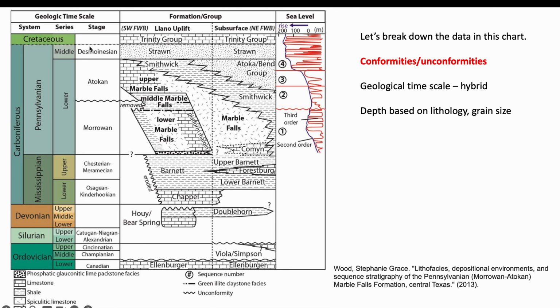Yeah, so we've got time here, both local relative time. So if we're in the Morrowan, we know we're above the Mississippian, like the Chester series down here. And we know we're below the Atoka series, which is also part of the Pennsylvanian. So we know roughly when we are. And there's also a correlation to the international time scale right over here.